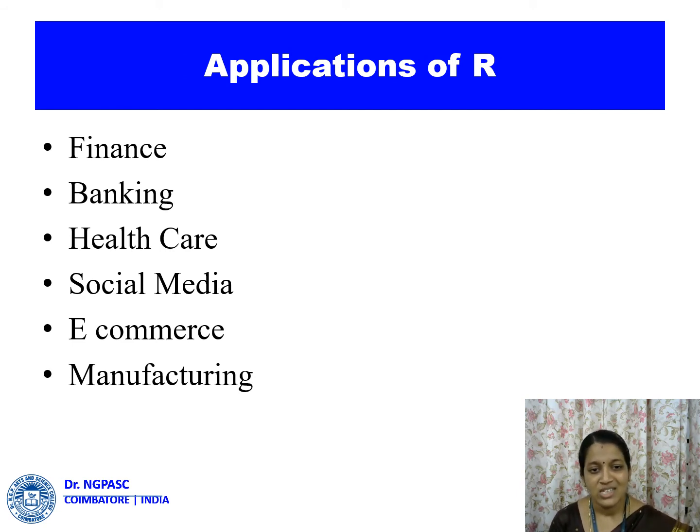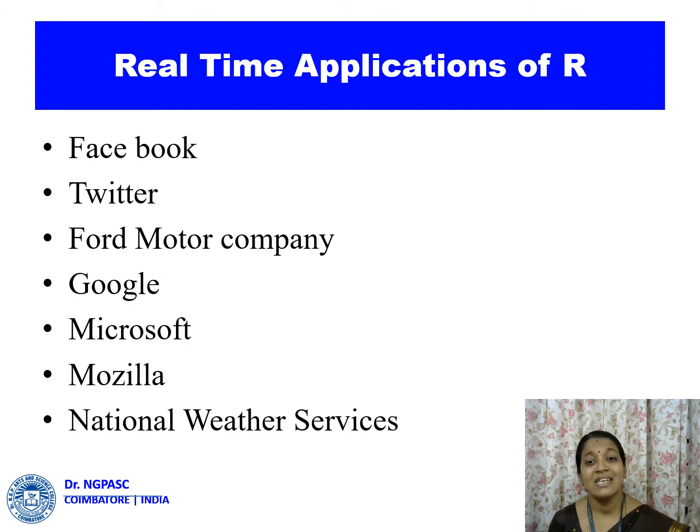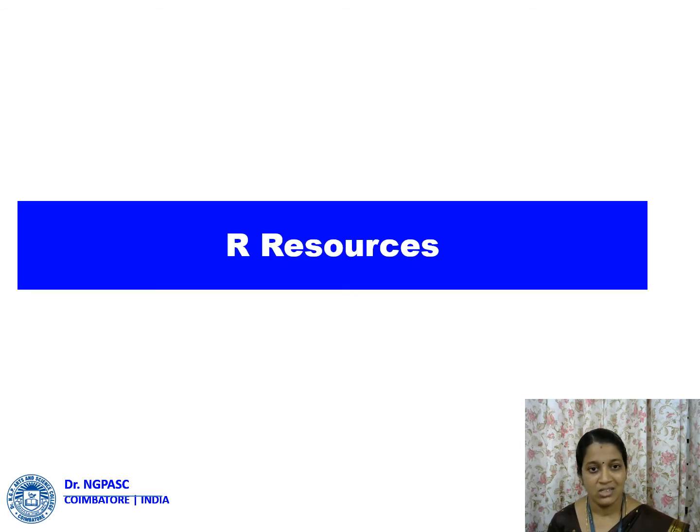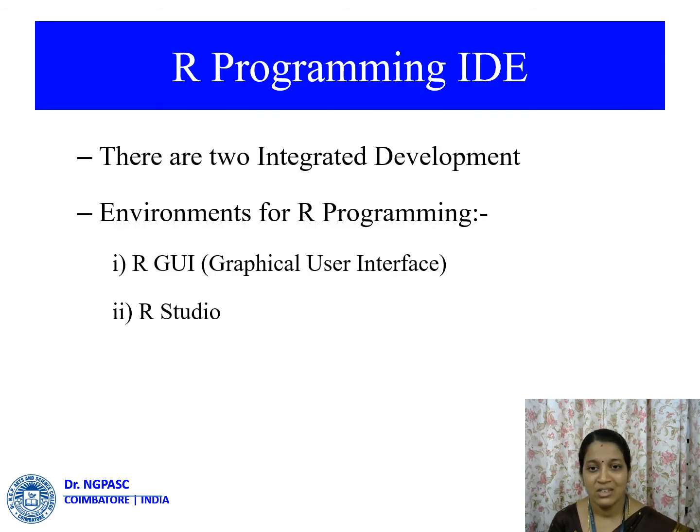Financial sectors, banking, healthcare, social media, e-commerce and manufacturing. So we'll see the real-time applications of R programming. In real time, it is used by Facebook, Twitter, Ford Motor Company, Google, Microsoft, Mozilla and the National Weather Service. Let us see the R resources. One of the important things in R programming is the IDE, the integrated development environment. We have two environments: one is RGui and the other is RStudio.